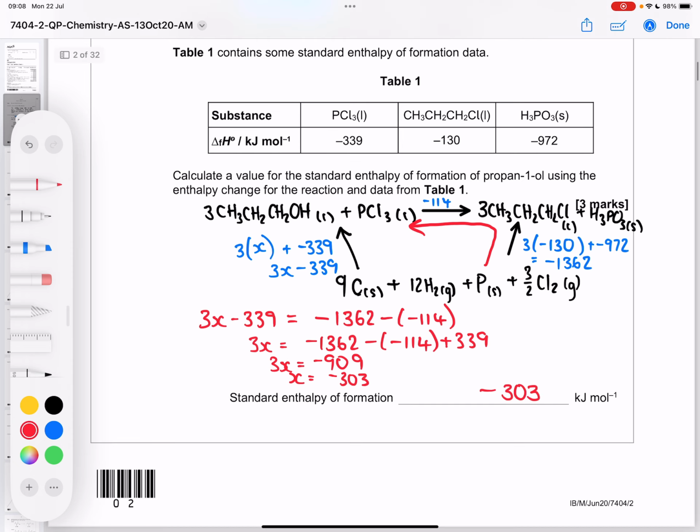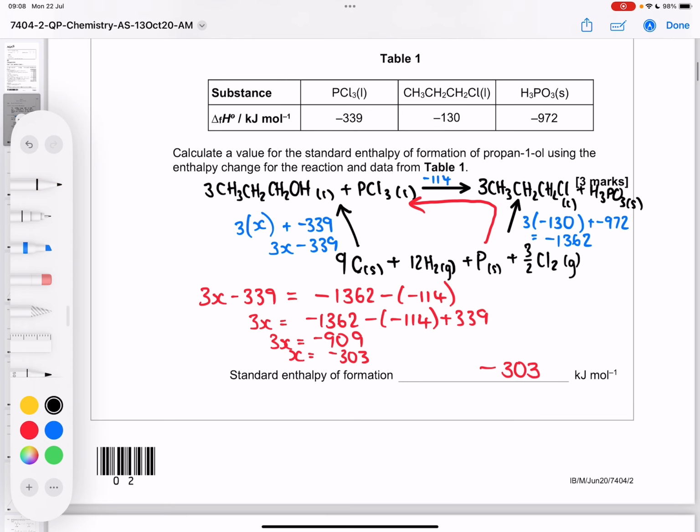There is another way to do this. You may have learnt that if you're given formation data, that delta H equals the sum of the enthalpies of formation of the products minus the sum of the enthalpies of formation of the reactants, and that would work as well, give you the same answer.